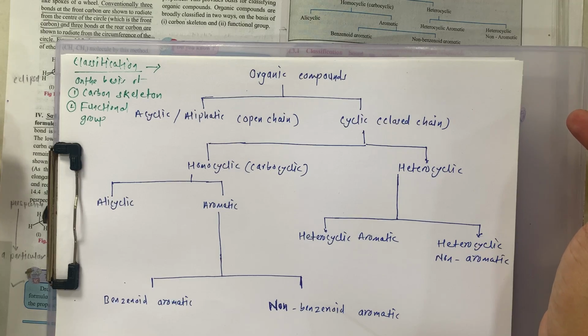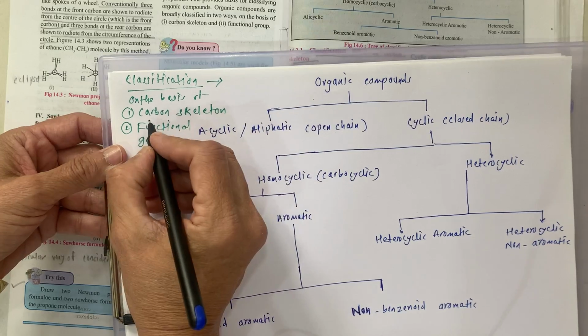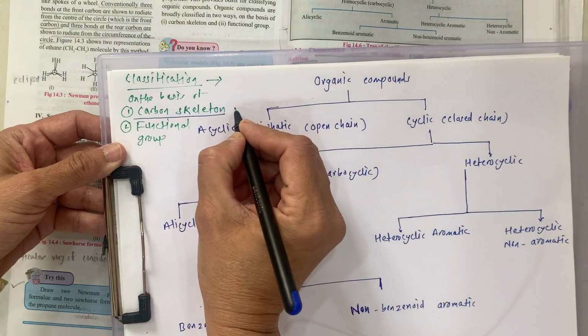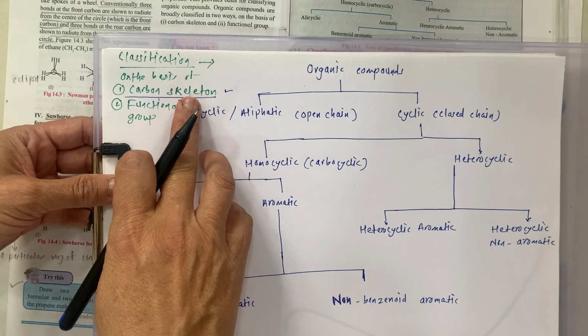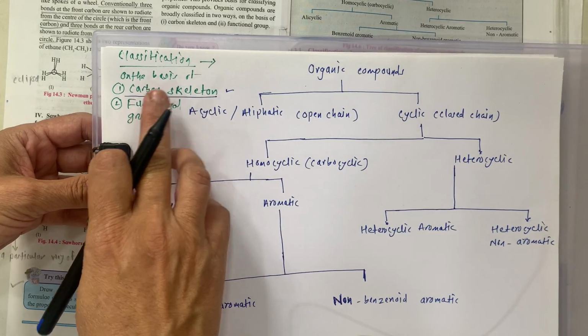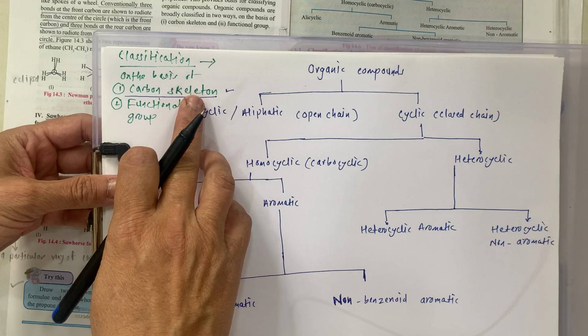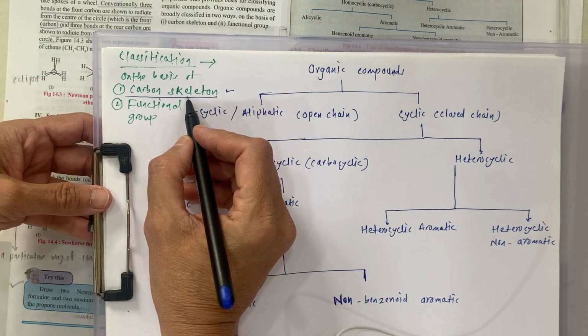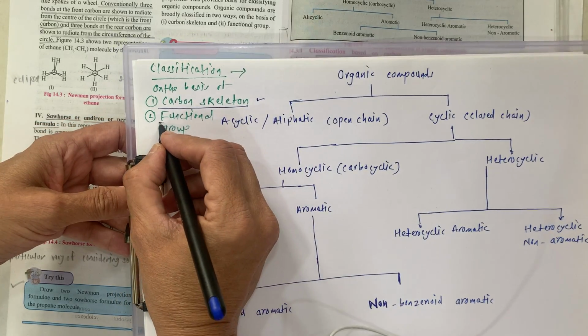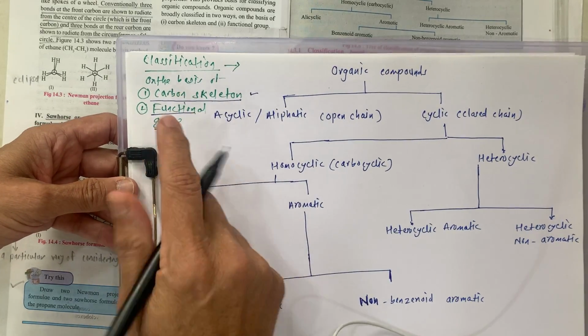Organic compounds are broadly classified in two ways. The first one is based upon carbon skeleton. The word skeleton we know from biology, but the word skeleton is also used for carbon. That is the different arrangements of carbon in a given molecule. That is the carbon skeleton. And the other one is functional group. We will see one by one.